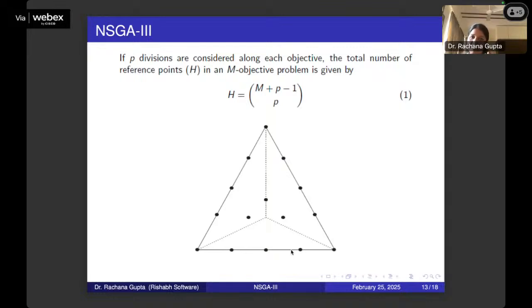In this example, I have chosen 4 divisions. Now 4 divisions is 1, 2, 3, 4. So I want each objective to be divided into 4 sections. Now how many objectives do I have? I have 3 objectives. So 4 divisions, 3 objectives.